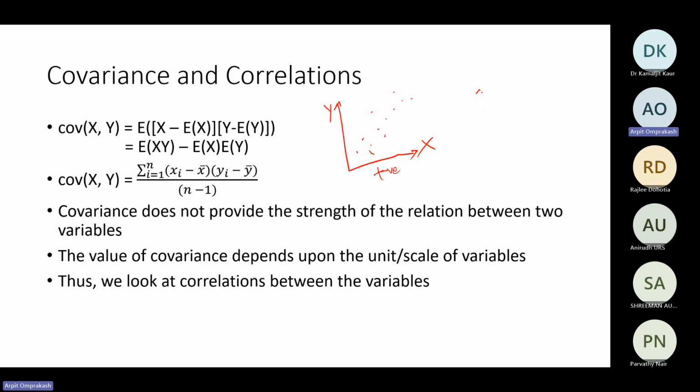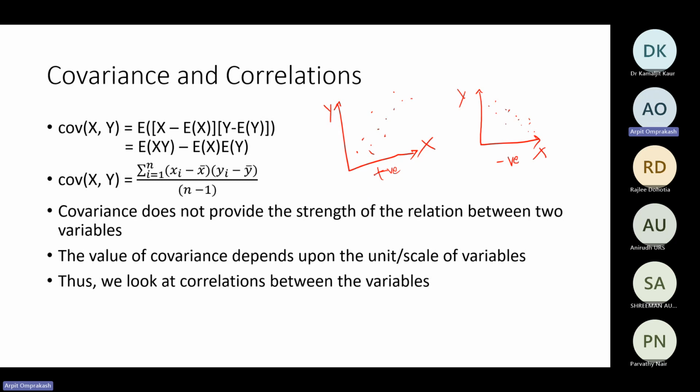Again, if we do that for the negative case, where both of them are going in different directions, when x is increasing, y is decreasing, or when y is increasing, x is decreasing. In that case, they'll have a negative covariance. So we know whether the relationship between x and y is positive or negative, but covariance does not tell us any information about how strong the relation between the two variables x and y is.